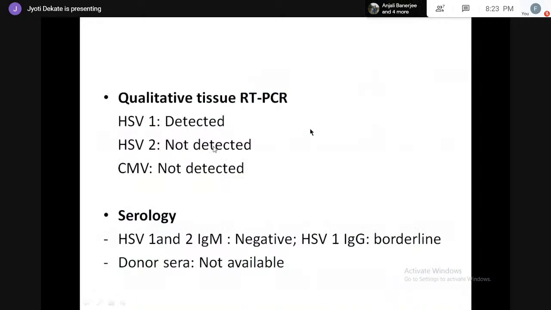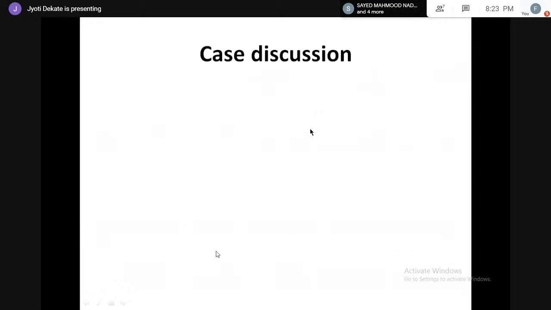In the follow-up investigations of this case, HSV1 was detected on qualitative PCR. The serology for HSV1 and 2, both IgM and IgG, were negative. The donor sera was not available for investigation in this case.